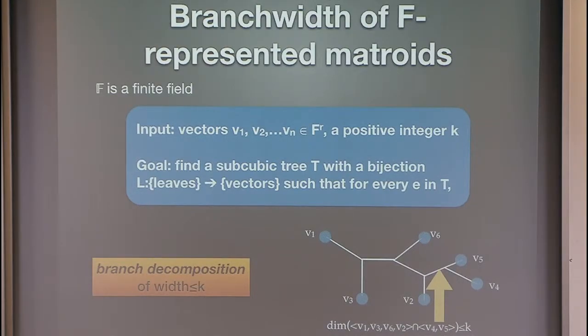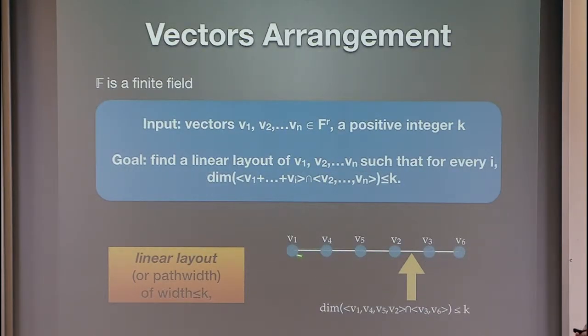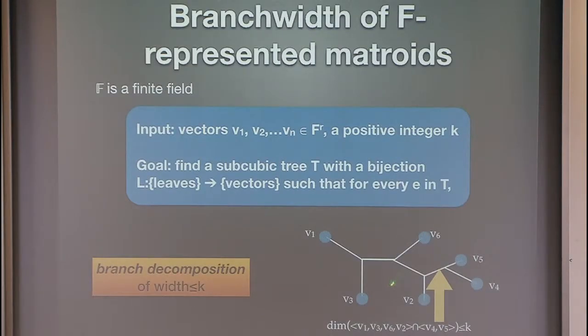So here you had a linear layout of the vertices, so it's kind of a caterpillar. And instead of a caterpillar, you can allow a tree in general. And then you obtain the definition of branch width. So what is branch width?